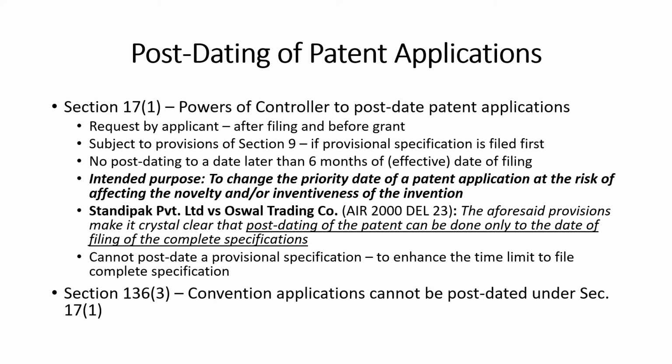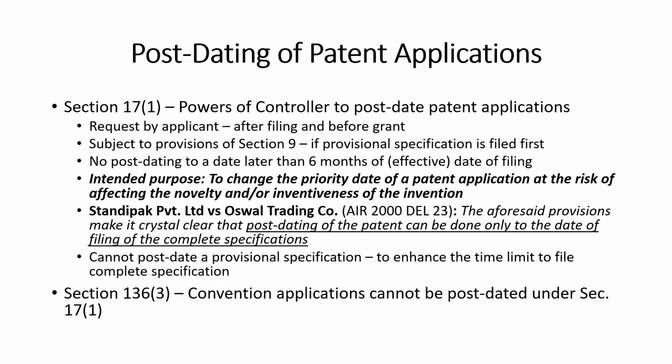So in a way, you filed a provisional specification and then forgot to file the complete specification within the 12-month period. So then you think that, okay, what I'll do is I'll shift or post date the provisional specification to a later date, maybe by 6 months, and then from that shifted date I'll count the 12-month period. That is not allowed. So there is a very clear judgment by the Delhi High Court, Tandy Pack versus Oswald Trading, where the court said that post dating of a patent can only be done from the date of the filing of the complete specification.